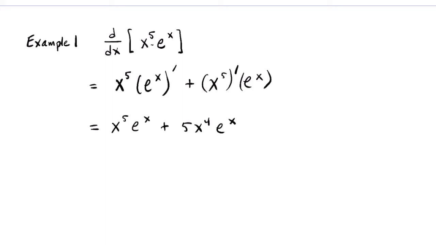And I can leave it like this. If you want, you can simplify it. There are some reasons in the future that we'll want to make these simplifications, but you might notice that there's an x to the fourth in both terms. There's an e to the x in both terms. You can factor that out.